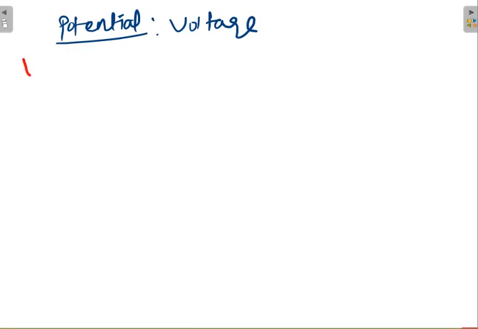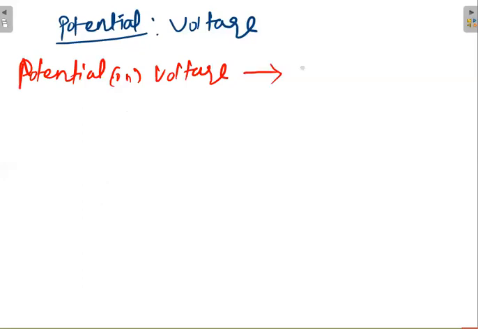See, what is the job of the potential? Potential or voltage: what happens once you connect some voltage source in a circuit? It actually provides force to the electron. Electrons are already there in the circuit, in the conductors. What is actually happening once you connect the potential or voltage? It gives force to the electron.